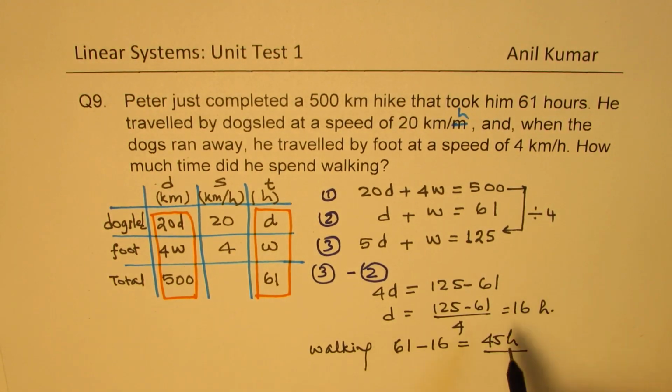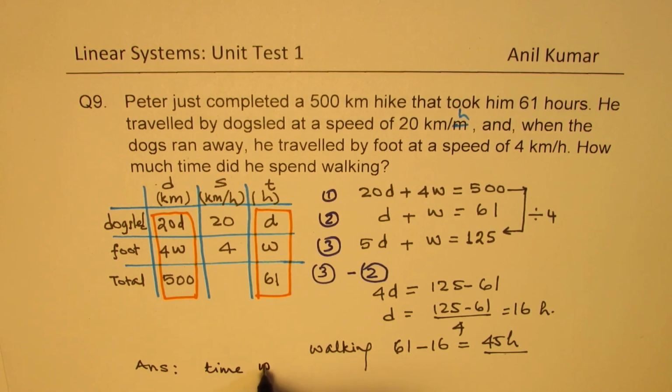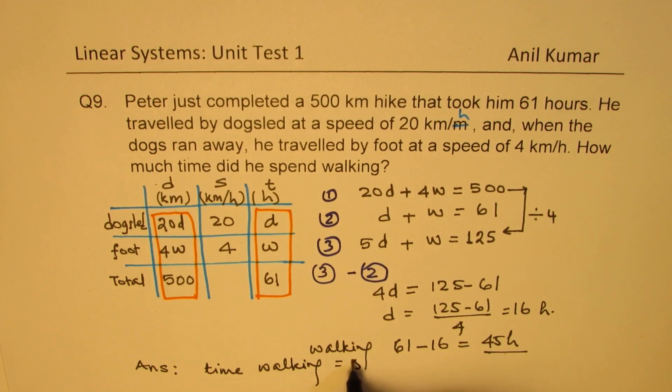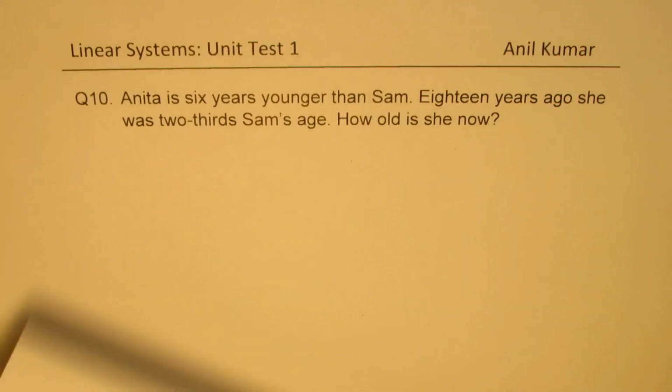So we could actually find our answer like this. So we have our answer here, which is time spent walking equals 45 hours. Is that clear to you? That is how this will be answered. Perfect. So let's move on and take the last question.